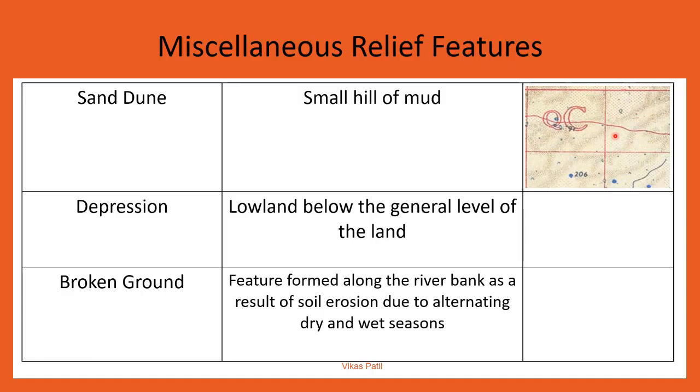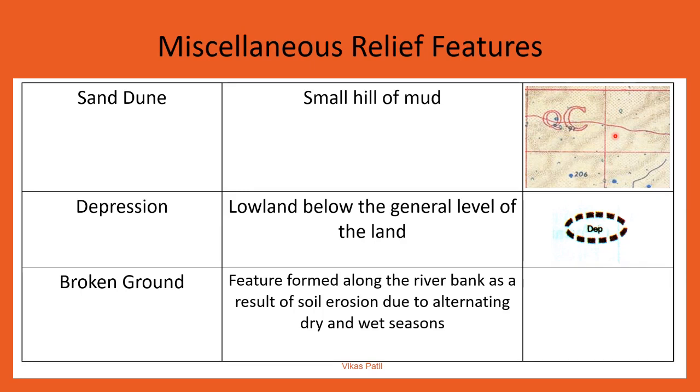Then we have depression. Depression is generally a low land which is below the general level of the land. It will be shown with an oval shaped figure which is made of dashed line and DEP written in it.